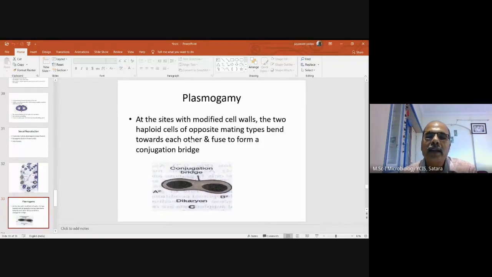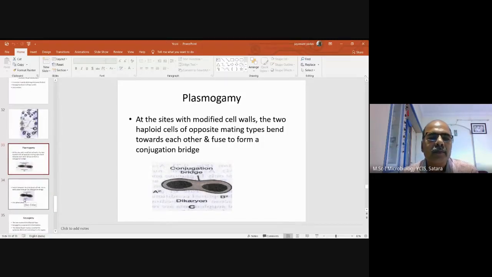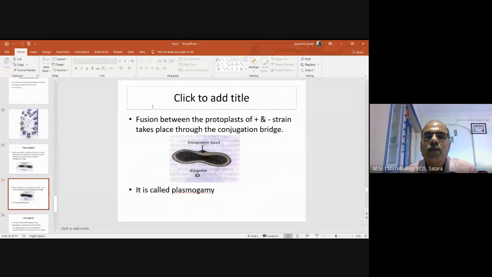Plasmogamy. At the site with modified cell walls, the two haploid cells of opposite mating types bend towards each other and fuse to form a conjugation bridge. So fusion between the protoplast of plus and minus strain takes place through the conjugation bridge. It is called plasmogamy.